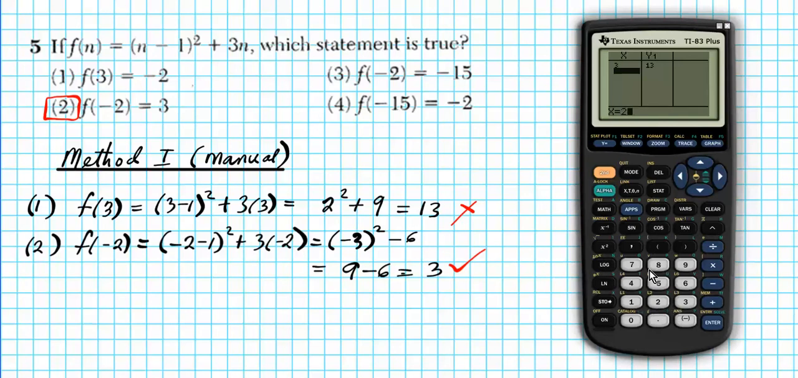2, enter, oh wait, sorry. For option 2, we're entering negative 2. Enter, 3, that's exactly what we want. Let's just enter these two just for fun, okay? Just to show that they're wrong. Negative 2, well, we already did negative 2. Negative 15, bam. 211, and that's not equal to negative 2, so we can clearly see that option 4 is wrong. So with your calculator, you can easily determine the correct ordered pair that this equation satisfies, okay?